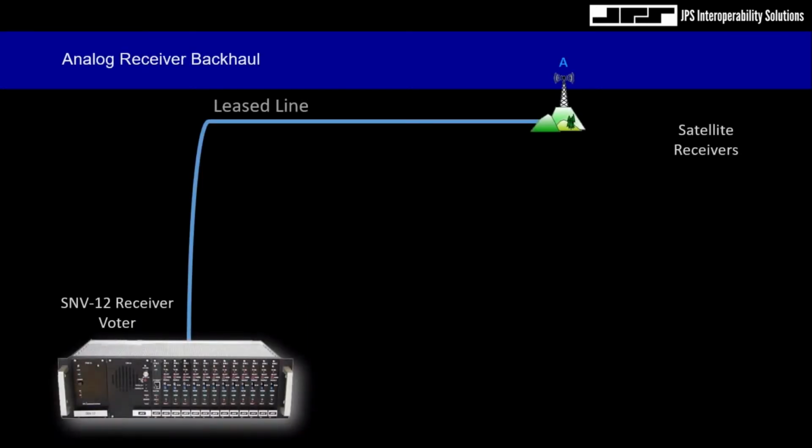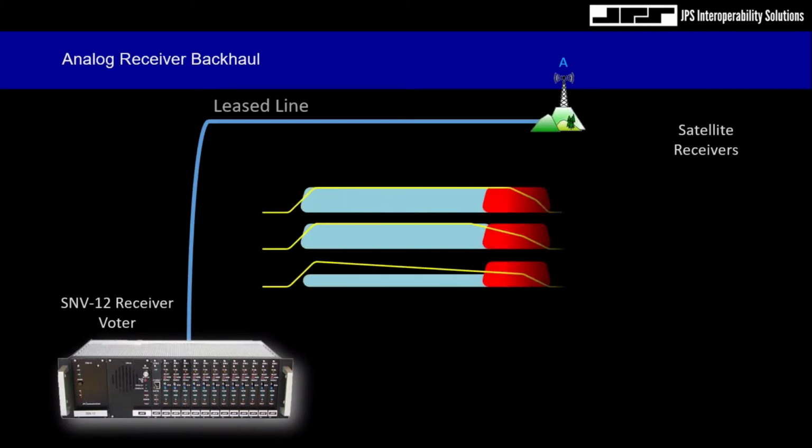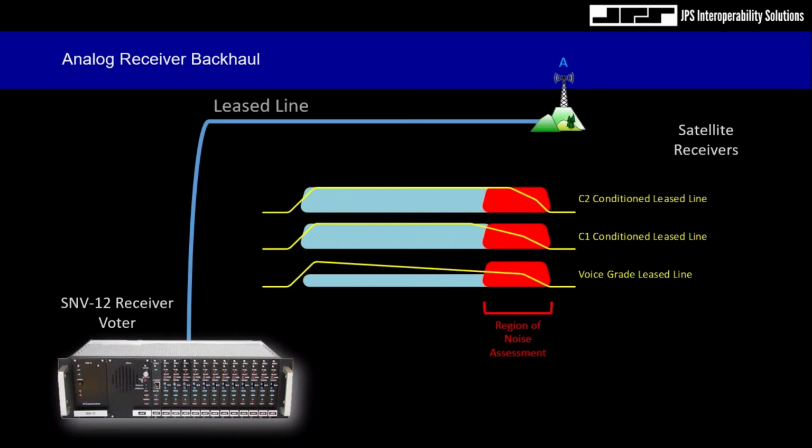So wireline or leased lines have been the mainstay of receiver backhaul for decades. They're sometimes deployed and maintained privately, but most are through a service provider. Performance and reliability can be difficult to predict, and there's always a recurring cost factor when using a service provider. There are classes of leased lines that range from voice grade to conditioned grade lines, all of which can affect how the SNV12 assesses FM spectral noise above 2.2 kilohertz.